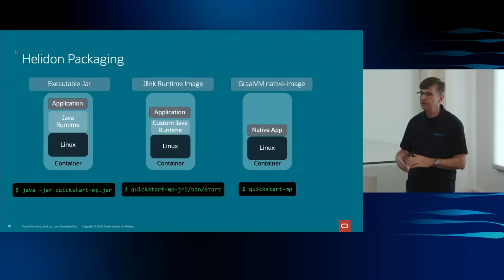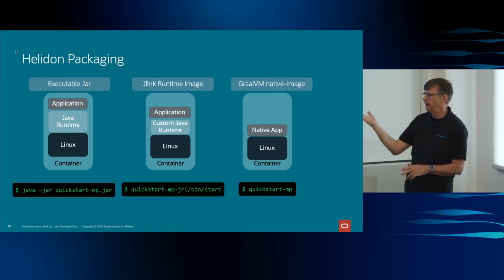So you can take your Helidon application and, with a specific build profile, generate a JLink image, and we generate the custom JRE for you. We also, in that case, generate a startup script to help with the module path and things like that. And in that case, you start your application by running the start script. But again, that is a straightforward JLink custom Java runtime.